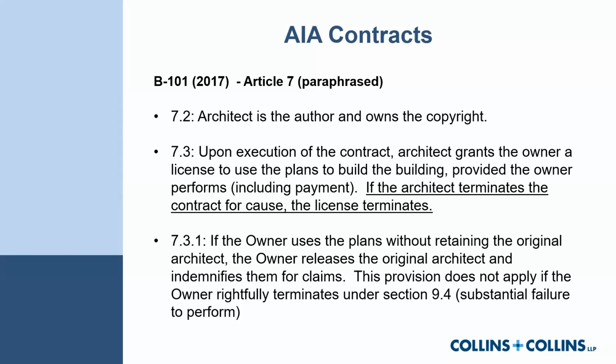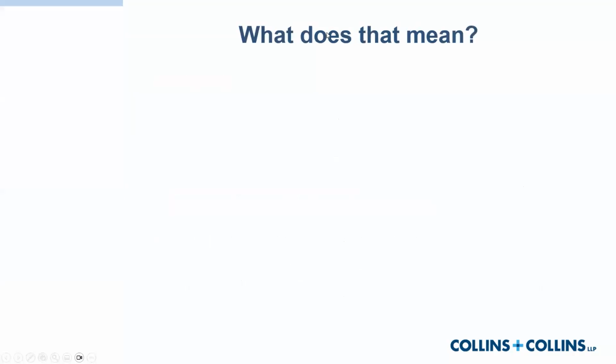7.3.1: if the owner uses the plans without retaining the original architect, the owner is going to release the original architect and indemnify against claims. Remember we looked at the Business and Professions Code and the Education Code that talked about the district potentially using an architect's plans; that's going to be coupled with an indemnification of the architect. This provision does not apply if the owner rightfully terminates under Section 9.4. Basically, the architect failed to perform.